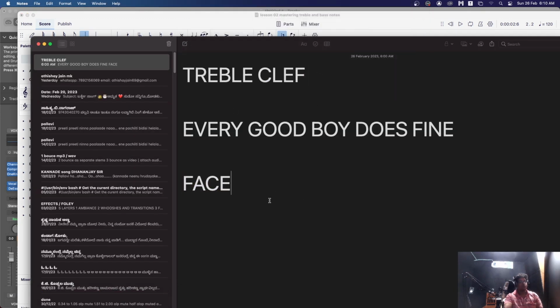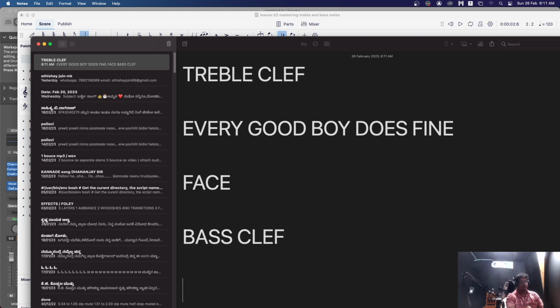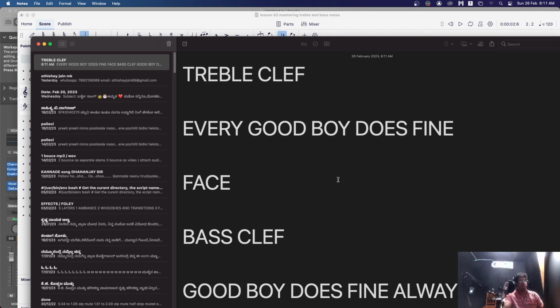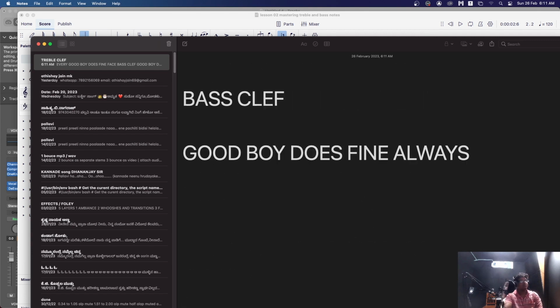So what we have to remember for bass clef is: good boy does fine always. Per line, first line is G, second line is B, third line is D, fourth line is F. That's why it's called the F clef. Fifth line is A. Likewise, for spaces, cows eat grass.